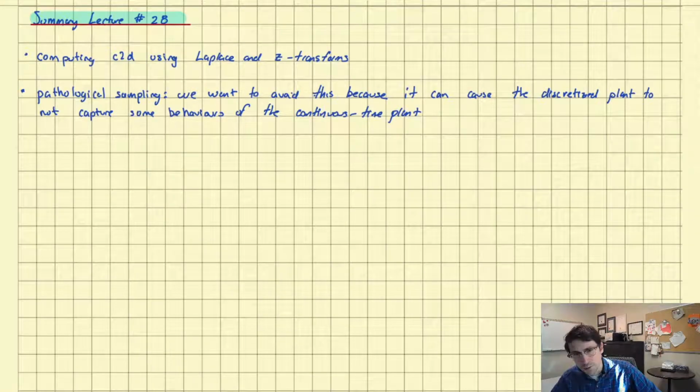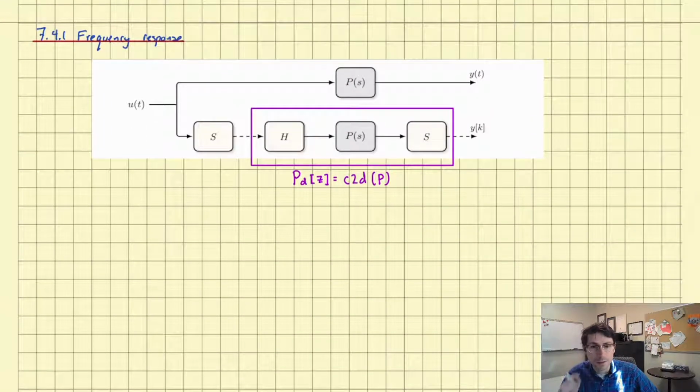Okay, so the last aspect of the effect of sampling we want to talk about is the frequency response. What happens to the frequency response of our discretized plant? Okay, and so we're going to consider this setup here for this discussion. Okay, so let's go through what's in this picture. So we're going to have an input u in the continuous time domain, which is going to be applied to a continuous time plant P of s. Okay? And we're going to assume that this plant is BIBO stable.